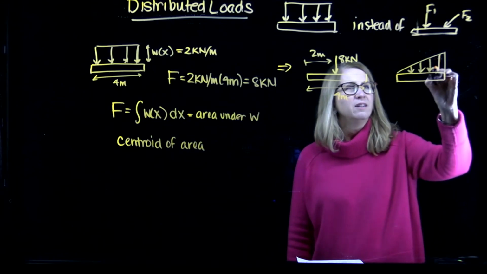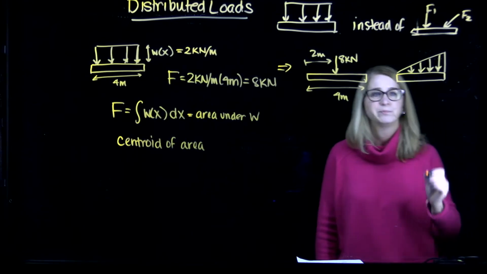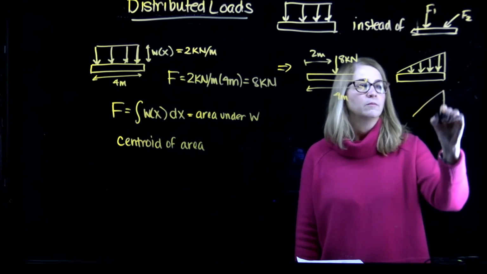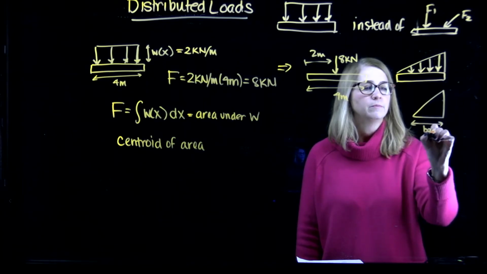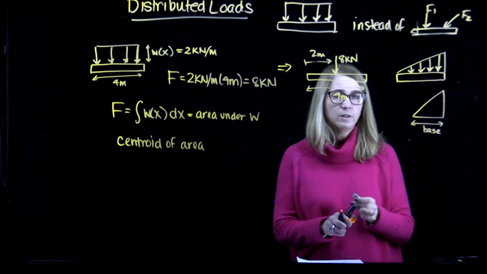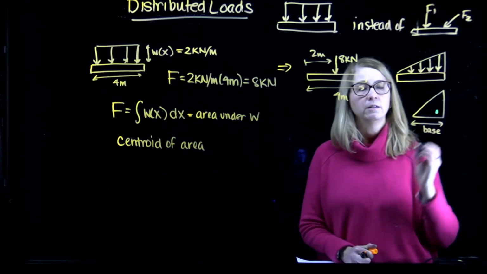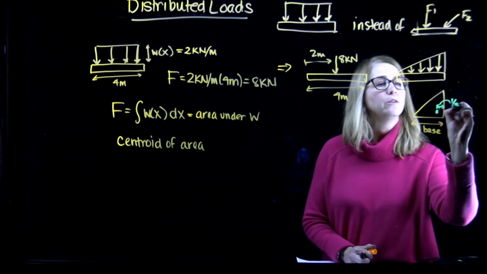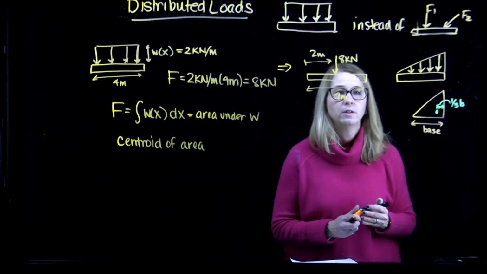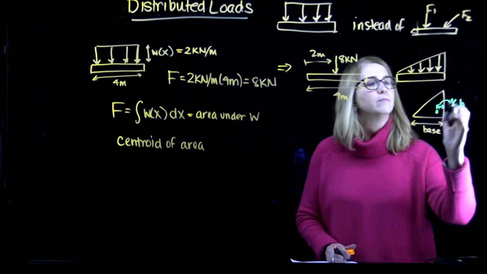Now, where do I draw the centroid of a triangle? Well, if this is the base, the centroid of the triangle is right here, and the distance here is 1/3 of the base. It's hard to see that that says 1/3, isn't it?